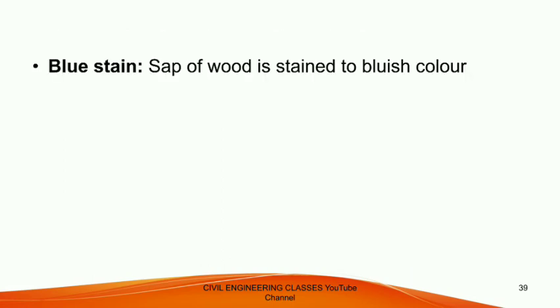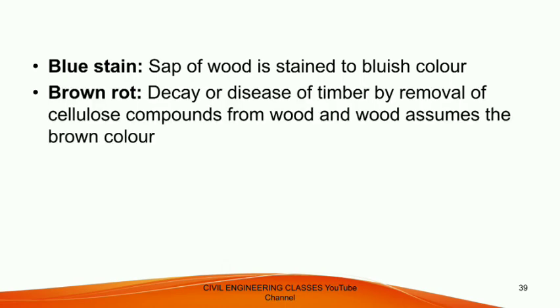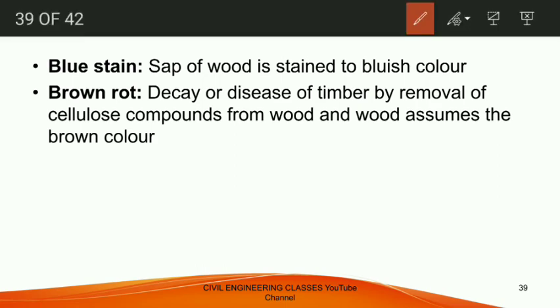First one is blue stain. Blue stain means in the sap there will be some bluish color. This blue stain mainly occurs in the sap. That is the important point here. Blue stain is occurring in the sap. Next one is brown rot. It is a decay or a disease of the timber by removal of cellulose compounds from wood, and the wood assumes a brown color. It is called brown rot. The point is that it is affecting the cellulose compounds of the wood.